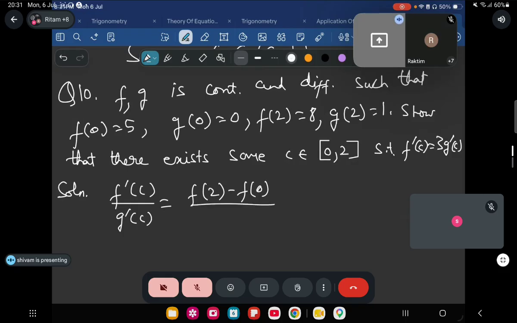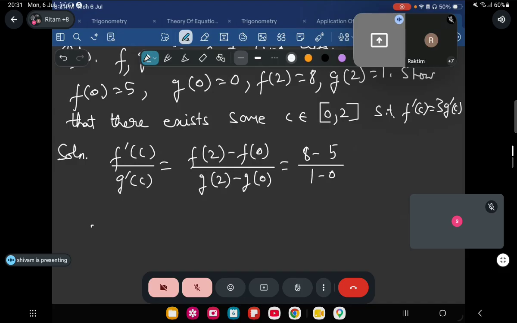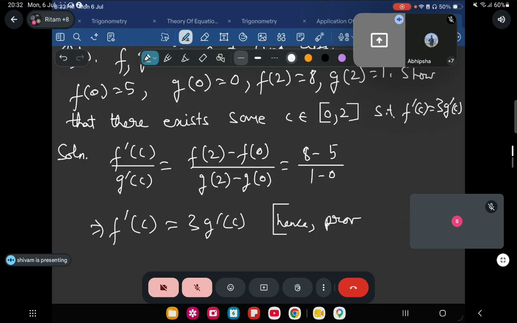Upon g of 2 minus g of 0, which will give us how much? f of 2 is 8, f of 0 is 5, upon g of 2 is 1 minus 0. Tell me, are you getting? So, hence proved. Okay. So everyone, this completes Cauchy's theorem as well.